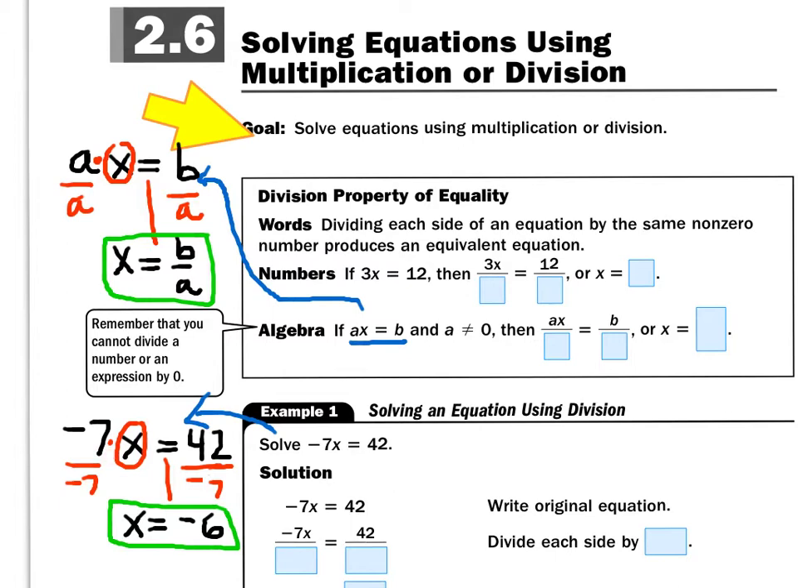So I do the inverse of multiplication, division. So I divide both sides by the negative 7. And you'll notice I wrote dividing by negative 7 on both sides of the equal sign. And then simplify. A negative 7 divided by negative 7 gives me that invisible positive 1 in front of the x. I drop the x down, I drop the equal sign down, and then 42 divided by negative 7 is negative 6. So I box my answer.